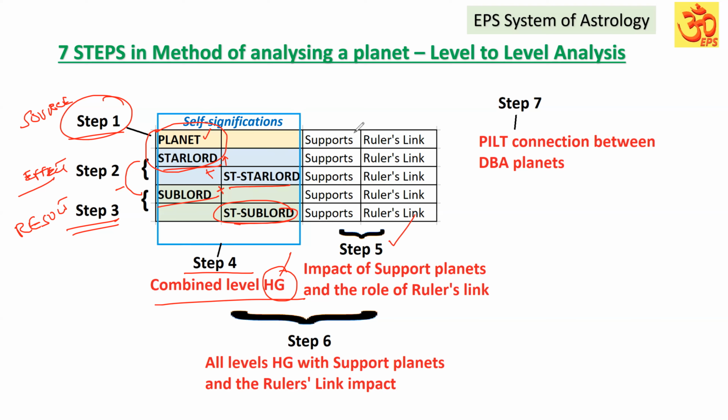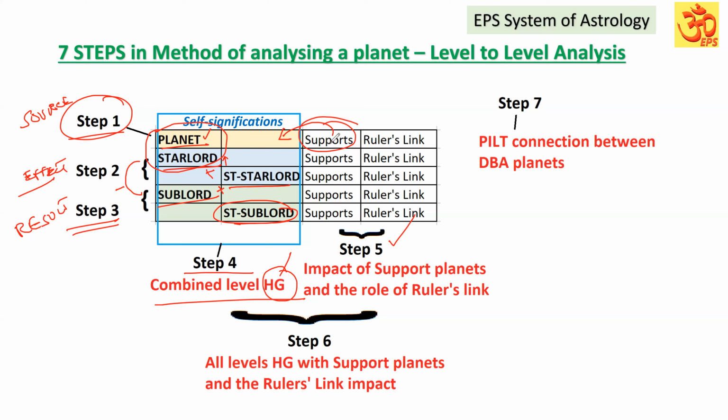Step number 5 is connected to the support planets. Each planet has some support planets in its support. What are the planets in support, and what impact are they going to give to the planet? That we have to study. Because a planet can have some mixed signification for an event. But in the support, it can have a very good favorable key planet, or one or two more may be there. They will definitely increase the favorable strength of the particular planet. So the planet's favorable strength can be increased by the support planet's favorable strength.